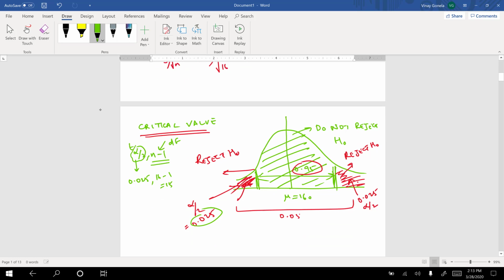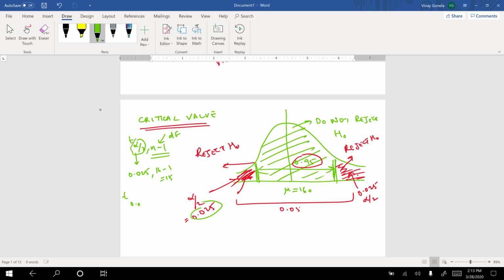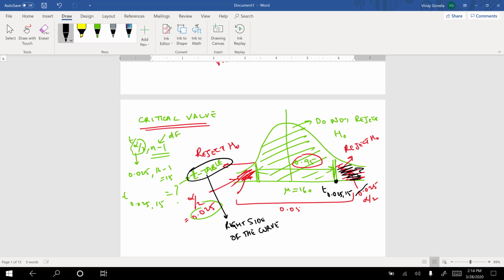So you are looking for t 0.025 and 15 in your t table. Usually the t table is going to give you the right side of the curve. So that means it's going to give you this point t 0.025 and 15. So this is the probability you will be using, which is 0.025.